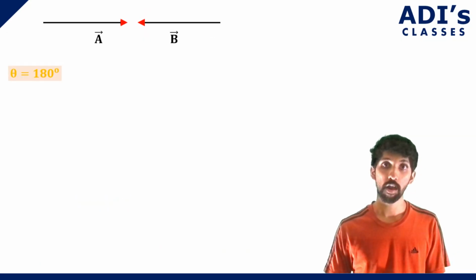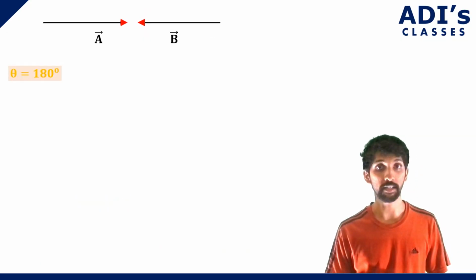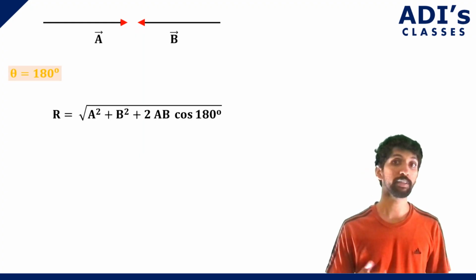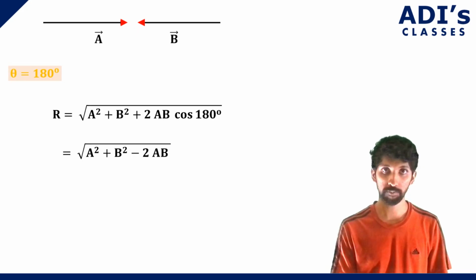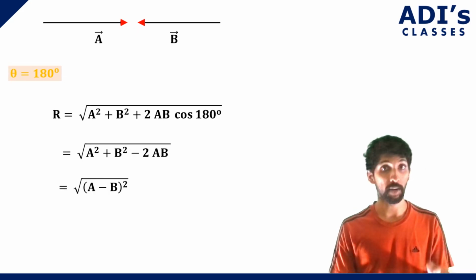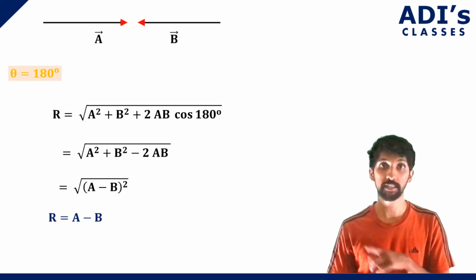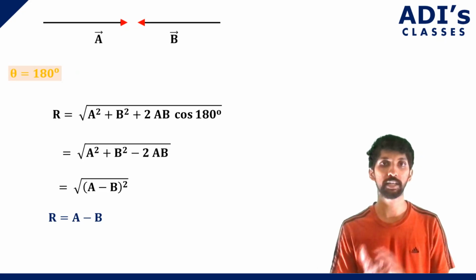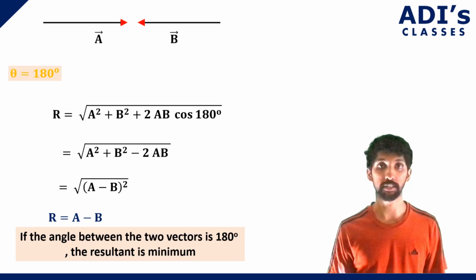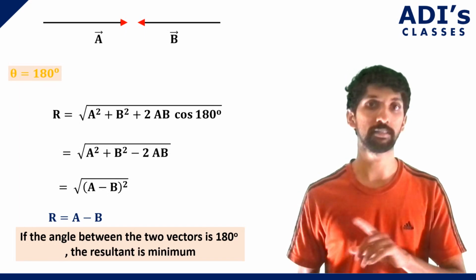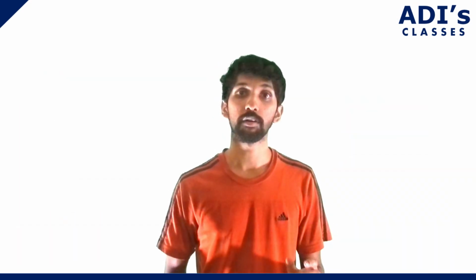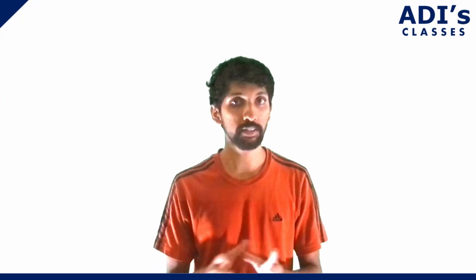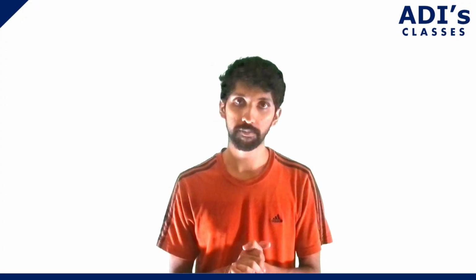Now for the minimum, the angle has to be 180. This is why we have anti-parallel vectors. The angle between them is 180. So you end up with A square plus B square minus 2AB, that's A minus B whole square. So the root cancels the square, and you get R is equal to A minus B. So the maximum is when the angle is 0 and the minimum when the angle is 180. Understood that? The rest everything depends on the angle.